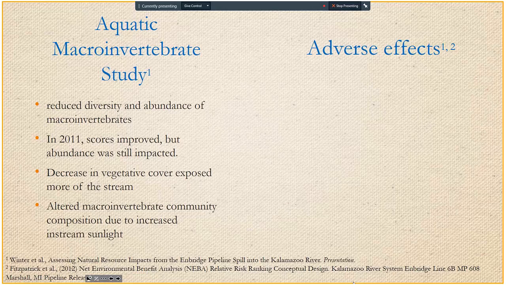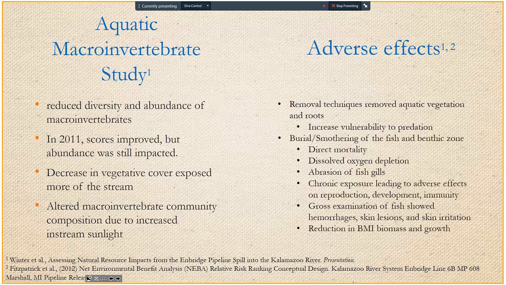Human impacts, though, did touch on removing of the vegetation when they were dredging as well. And because they did that, more in-stream sunlight was introduced. And that actually changed the benthic macroinvertebrate communities as a whole. So similar to the bottom-up effect where you're enhancing other species and other communities. Like I noted already, removal techniques remove the vegetation, increasing predation and reducing height. And the burial and smothering of this oil buried and smothered other fish in the benthic zone as well.